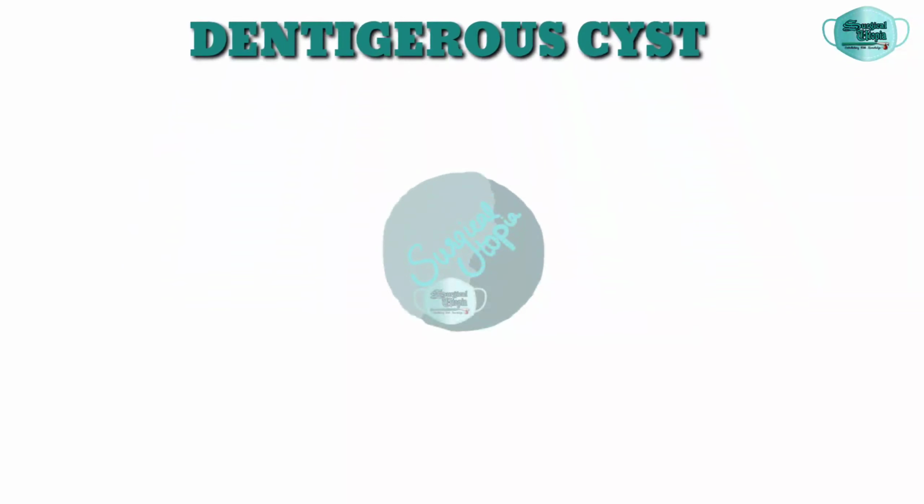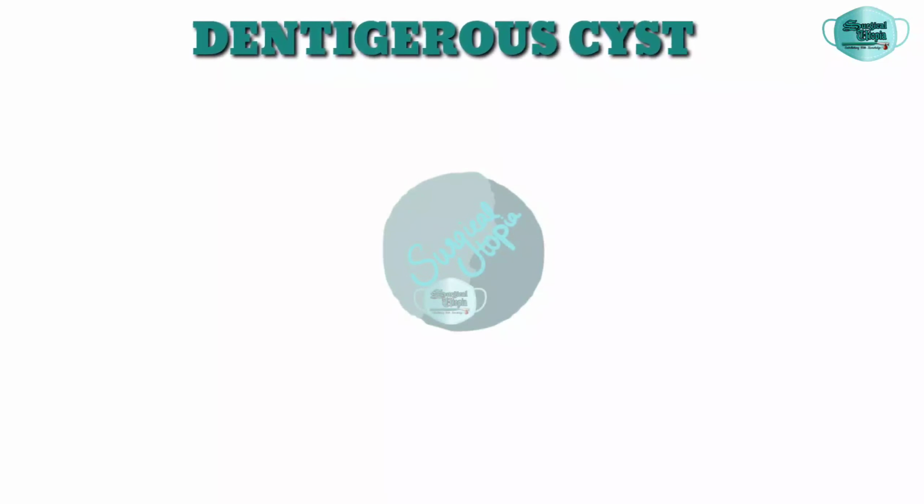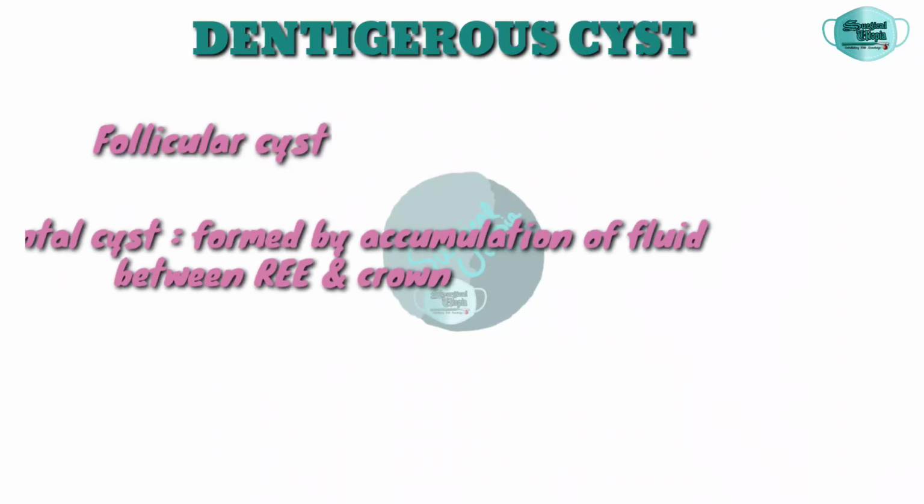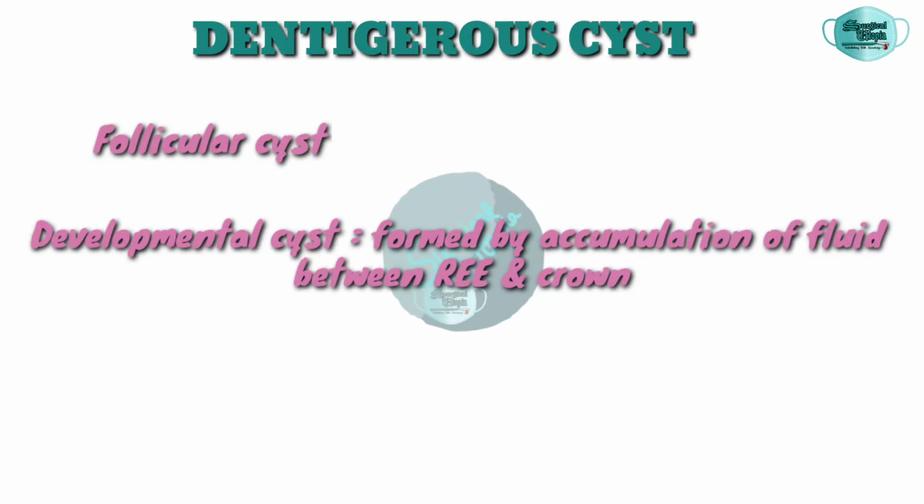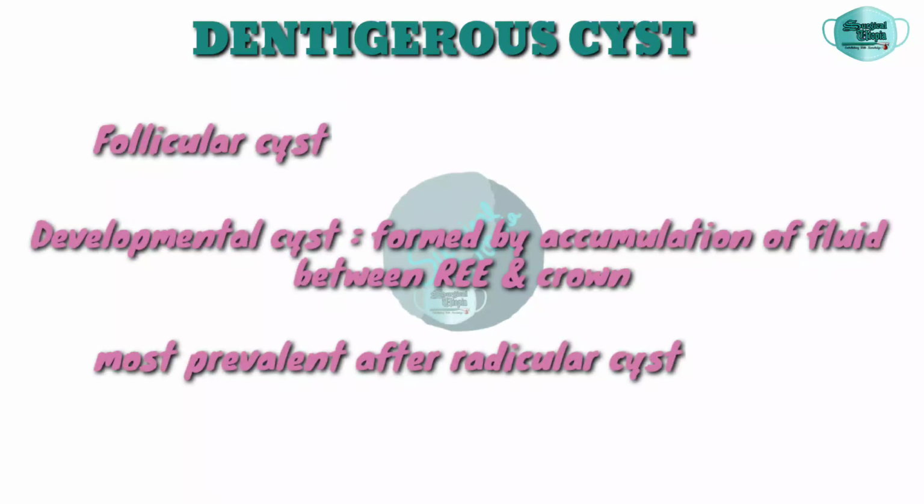Today we'll be discussing dentigerous cyst, which is also called follicular cyst, and it is a developmental cyst formed by accumulation of fluid between the reduced enamel epithelium and the crown of an unerupted tooth. It is the second most prevalent type of odontogenic cyst, the first one being the radicular cyst.